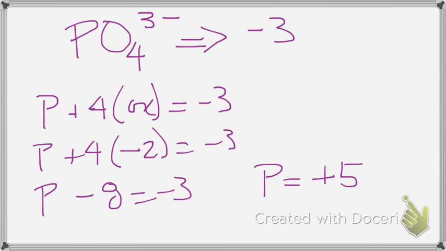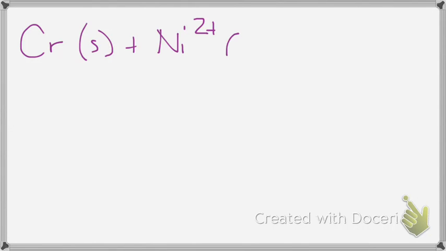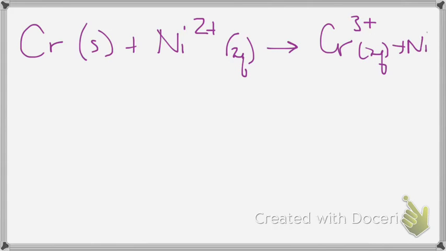So why is this even useful, you may ask? Let's start to balance some simple oxidation equations. Okay, so here's an example. We have chromium in its solid form plus nickel, that's a nickel cation, in aqueous form, going to make chromium 3+ aqueous plus nickel solid.